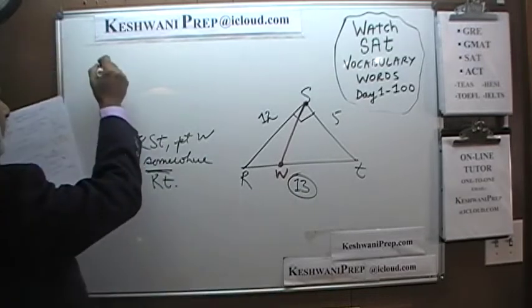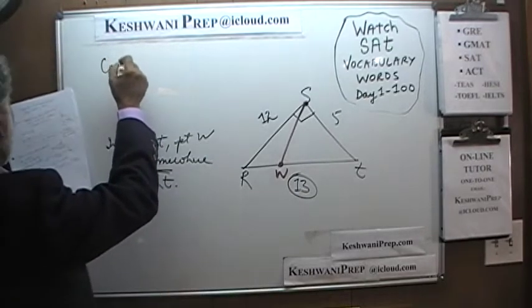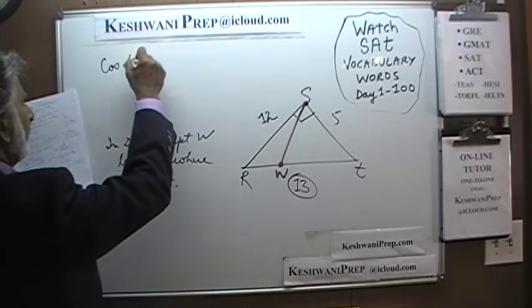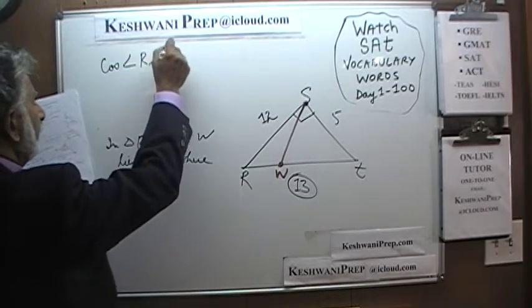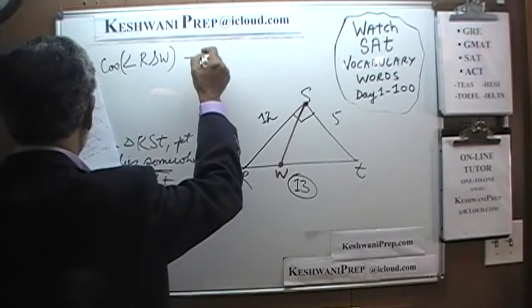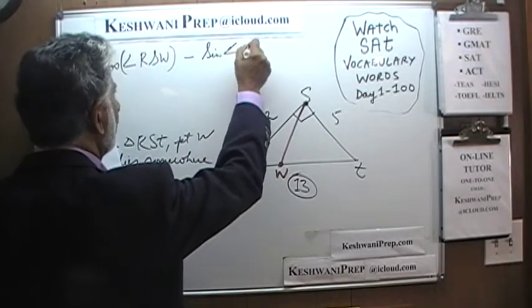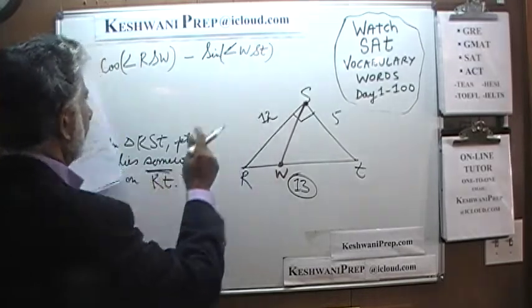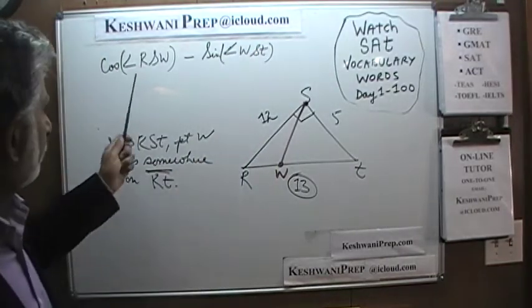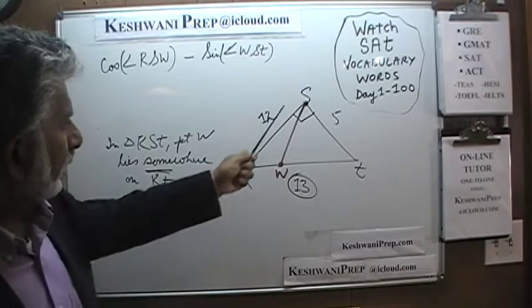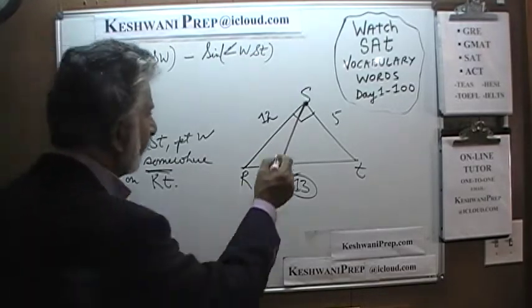This says cosine of angle R as W minus the sine of angle WST. Let's see what we can do. RSW. Let's give it a name. Let's call it X degrees.